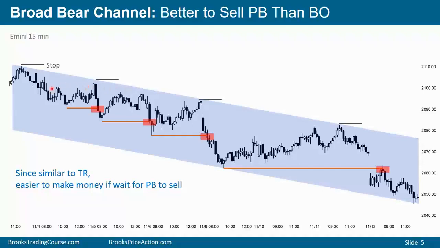Similar to a trading range, because so much of the time is within a trading range, it's easier to make money if you wait to sell rallies than to sell breakouts. In general, most traders do not sell breakouts to new lows. For the most part, the only traders selling down here are bulls, and they have protective stops below that low, and they're getting stopped out.